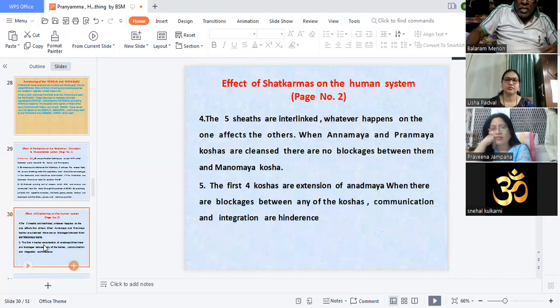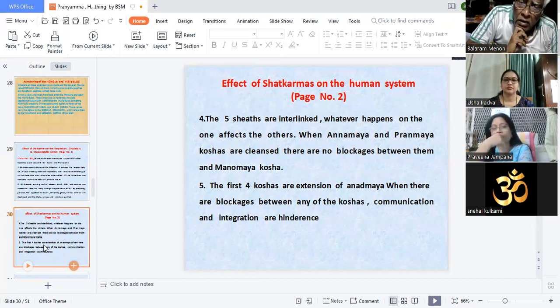The five sheets are interlinked. Whatever happens on the one affects the other. When Annamaya and Pranamaya koshas are cleansed, there are no blockages between them and Manomaya kosha.